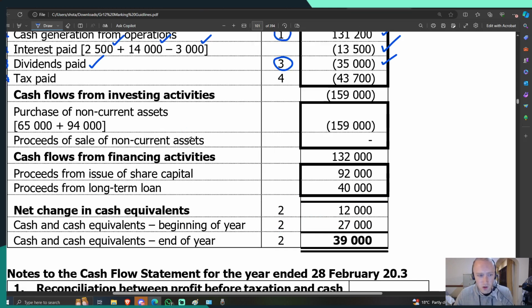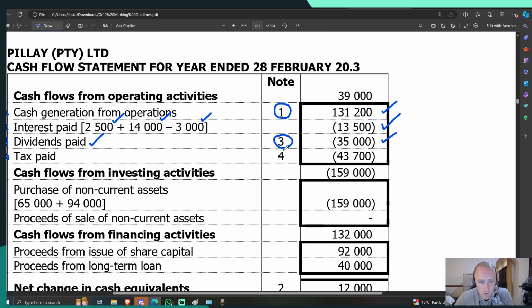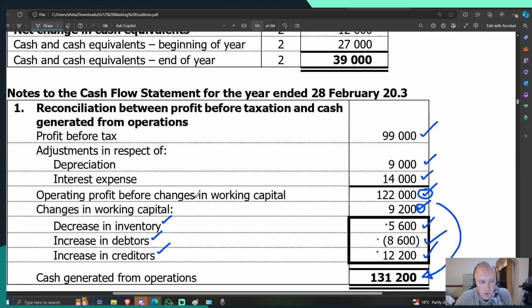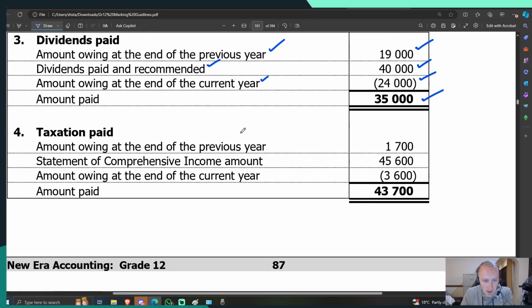Let's look at that in note 4 to the cash flow statement. Let's go down to note 4. Taxation paid. Amount owing at the end of the previous year, 1,700. We paid that, so it's an outflow of cash, and that's why it goes in the cash flow statement. The statement of comprehensive income amount, that is total tax for this year, 45,600, minus the amount of tax that we did not pay from this amount that we still owe at the end of the year. Amount owing at end of current year, 3,600.